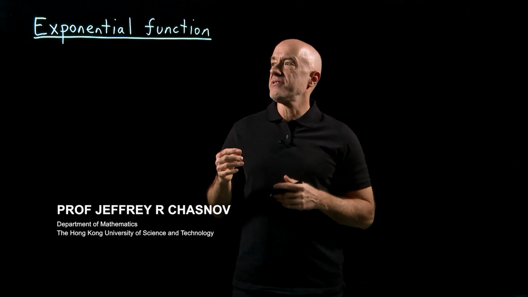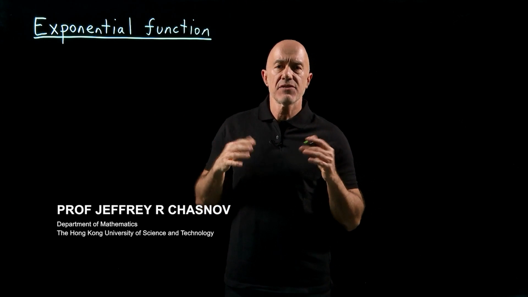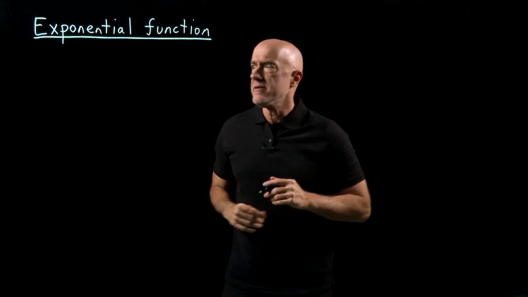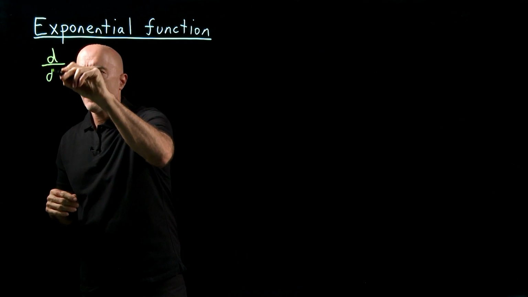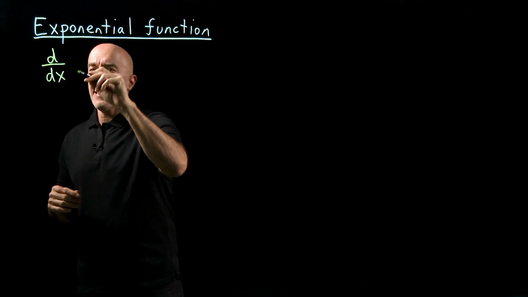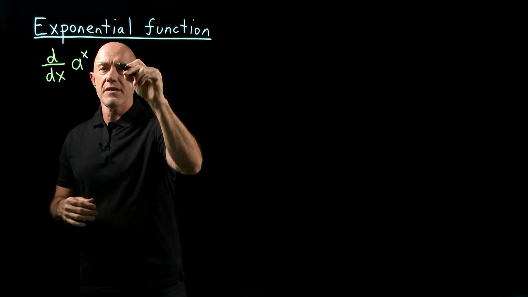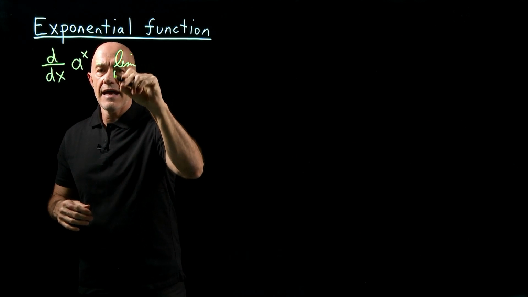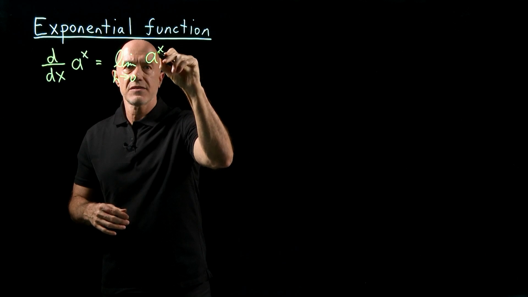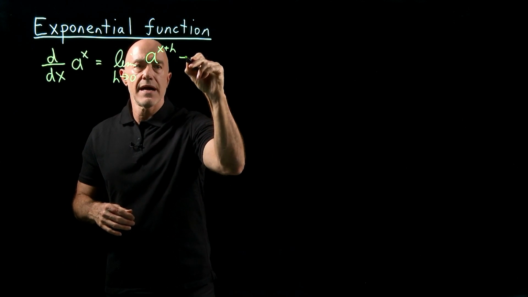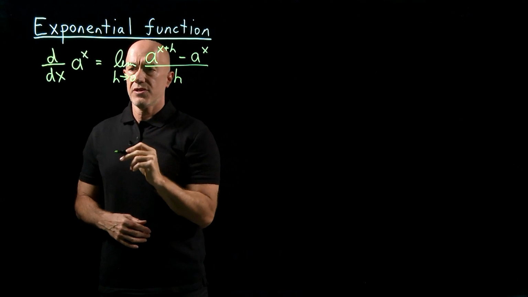Now let's see how to take the derivative of an exponential function. Let's start with a general base a. So if we want to take the derivative of a to the x, this would be the limit as h goes to 0 of a to the x plus h minus a to the x divided by h.